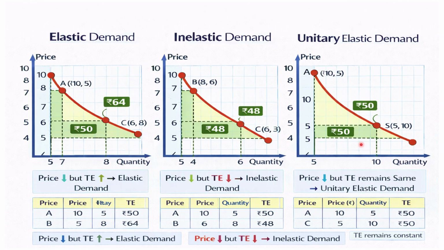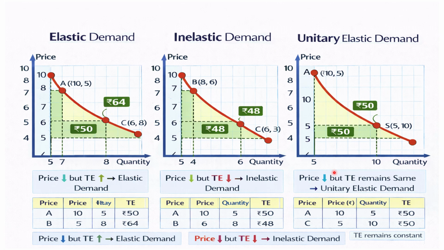Just see this graph at once. So here price decreases but total expenditure increases, therefore the demand is elastic. The second one is price decreases, the total expenditure also decreases, it means inelastic demand. Why is it inelastic demand? Because there is a large change in price as compared to quantity.